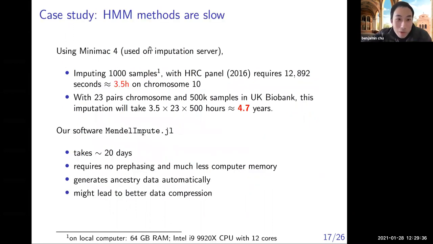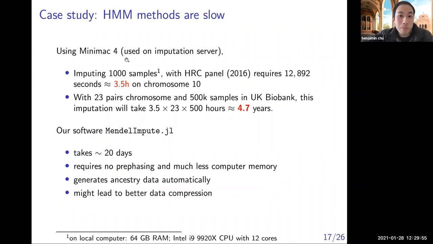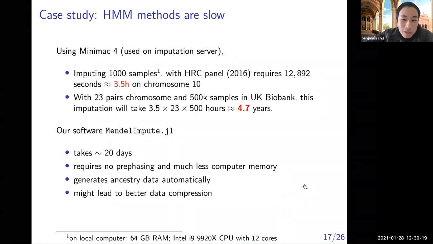So here's a more concrete example demonstrating that these HMM methods are quite slow. Here I installed Minimac 4 locally. And remember, this is what's used on the imputation server, so if you impute genotypes, you're probably using this software. I imputed 1,000 samples using the HRC panel, which is the 2016 panel, and that took around 3.5 hours on chromosome 10. This 3.5 hours is on this computer. Sorry, you can't see, but it's a good computer. We bought it last year.